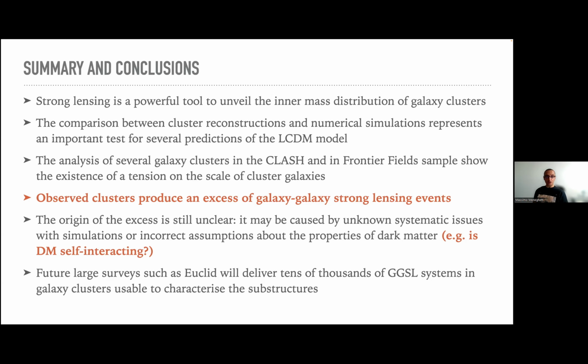I showed that a comparison between observations and simulations in the context of lambda CDM has evidenced the presence of an excess of galaxy strong lensing events in observations compared to simulations. And the origin of this excess is still unclear. It may be caused by other unknown systematic issues with the simulations that we haven't understood yet, or, and this is more important and more interesting, of course, it could be some incorrect assumption on the properties of dark matter. So a solution can be found in the dark sector.